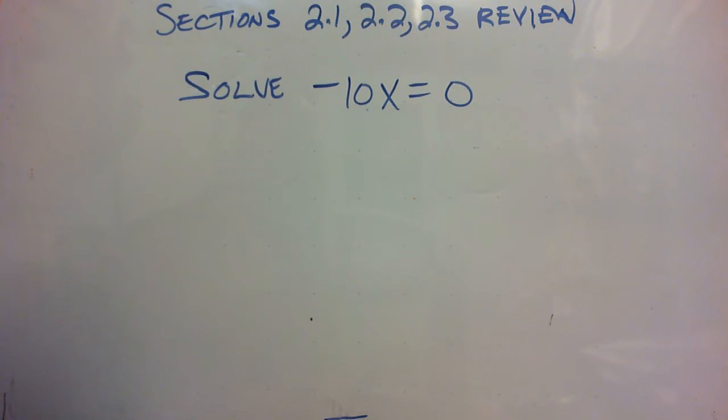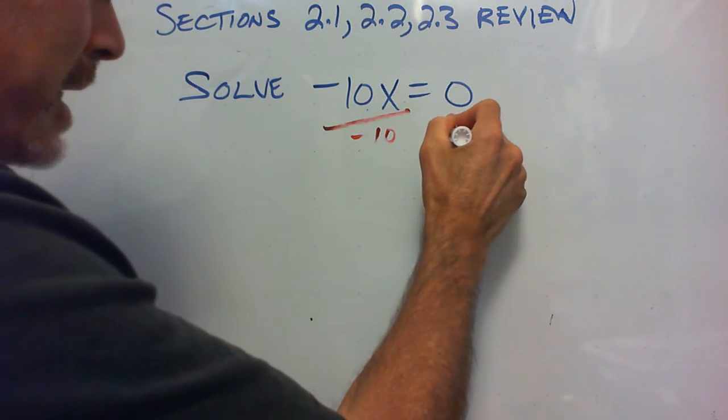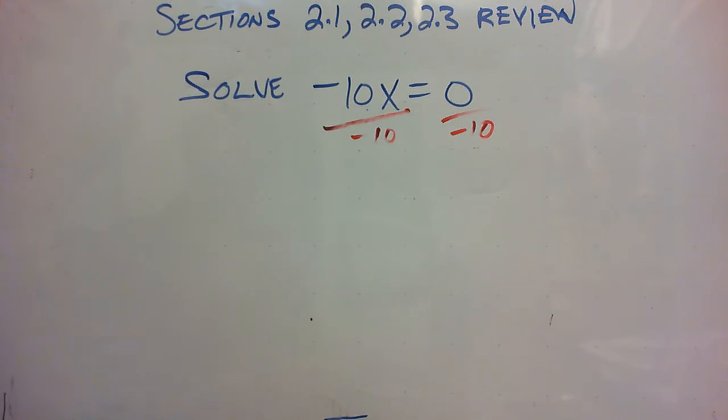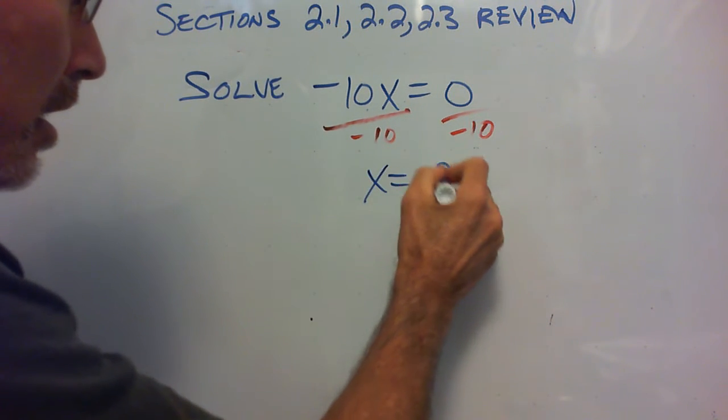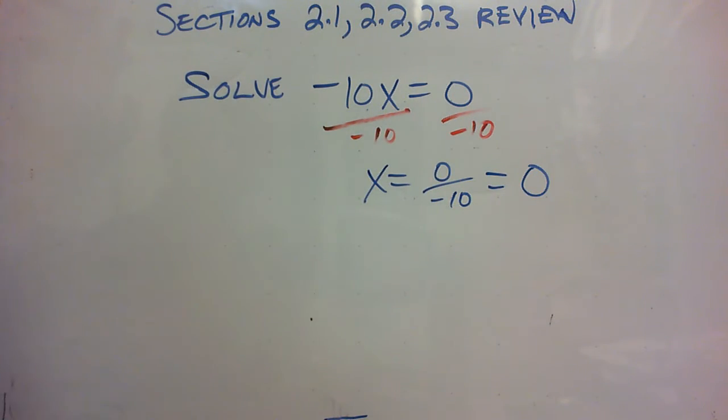Okay, in our next problem, we have the equation negative 10x equals 0. Now we can solve this by dividing both sides by negative 10, or multiply both sides by negative 1/10. Either way, we get x equals 0 divided by negative 10, which is 0.